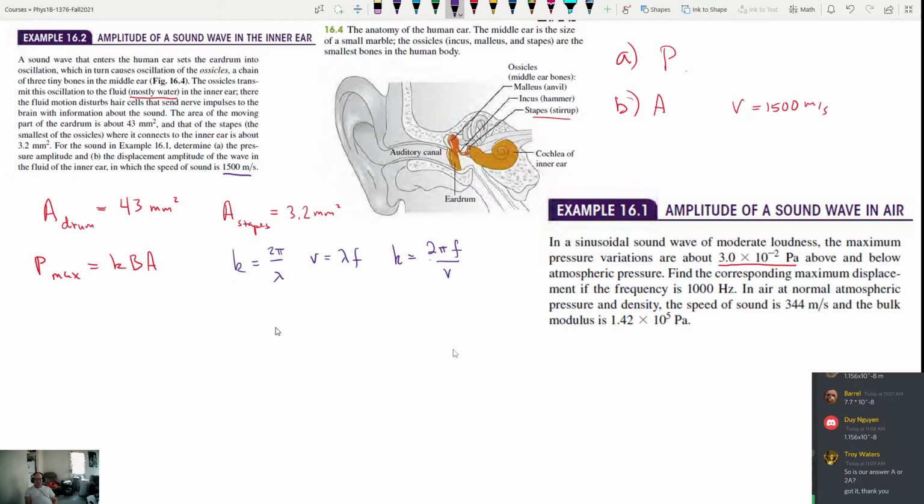I don't know how you're supposed to know that, but I know it. We're going to have the same frequency. So I'm pretty sure we can find a new k, right? So let's start off by doing that. We'll call this k water, and that's going to be 2 pi times 1,000 divided by our new velocity. And let's calculate what that is.